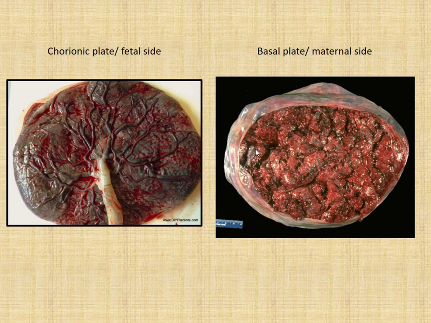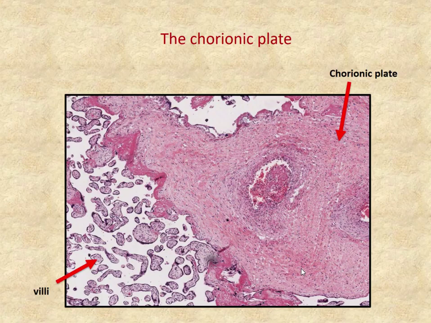If you turned it over, you would see the maternal side that has all of the cotyledons, and it's much more irregularly shaped, and it's not as smooth because you have lots of branch villi that are projecting, and you have arteries and veins from the uterus that are going the opposite direction. So it's very irregular and more rough shaped.